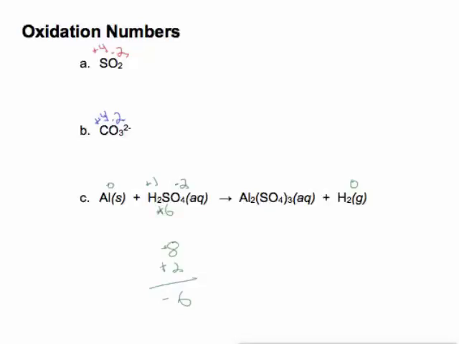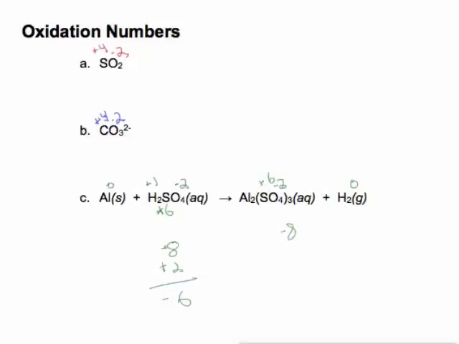Now let's look at our aluminum sulfate. Same thing with the oxygen. And you might say, we don't know what the charge of the aluminum is, so we can't figure this out. But we know that sulfate, SO4, has a charge of -2. So we can do sulfur based off of that. SO4 has -8 total. And if we want it to have a charge of -2, each sulfate ion, then each sulfur has to be +6.